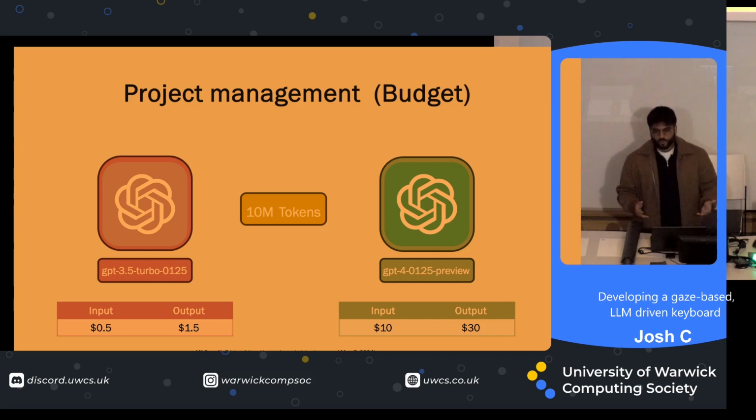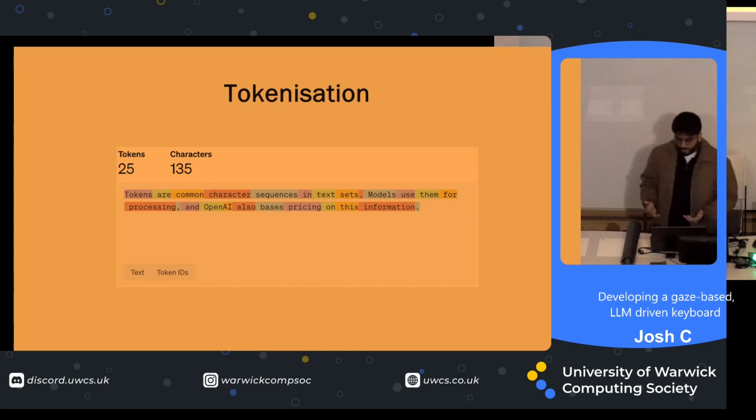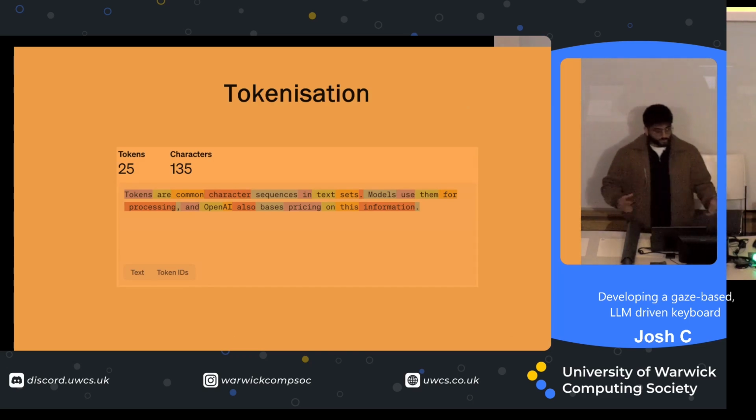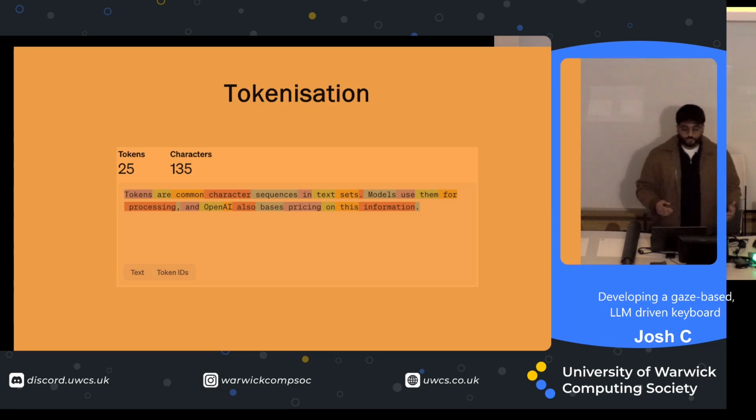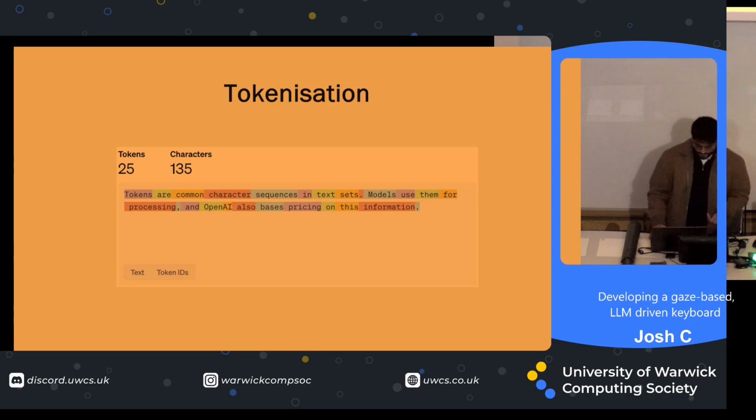So what is a token, right? This sounds like quite an abstract word. So let's look at this idea of tokenization. So tokens are common character sequences in text sets. Models use them for processing, and OpenAI also bases pricing on this information. So they're just kind of the way the model breaks sentences into processable chunks, right?